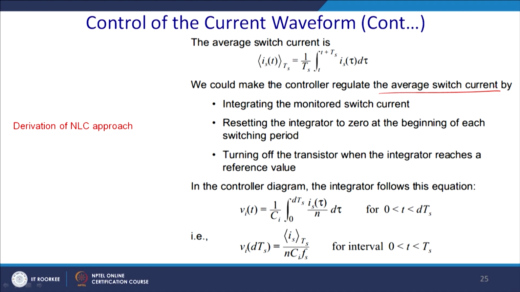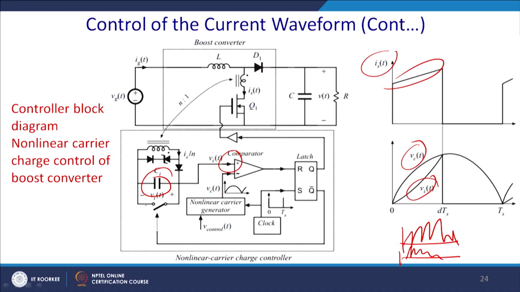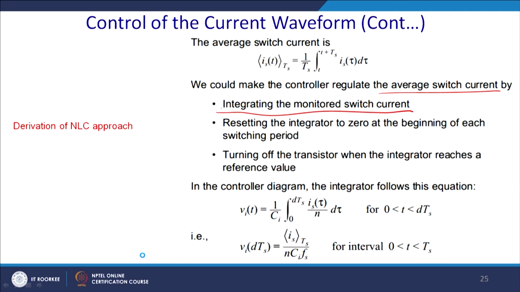Essentially, integration can be done by the op amp with the capacitor feedback, integrating the monitored switch current, and resetting the integrator to 0 at the beginning of each time period. See that this is basically the integration part of it. So, it will store the integration of the current and we will reset it at the beginning of each cycle. Turn off the transistor when the integrator reaches the reference value. So, the control diagram with the integration is as follows.